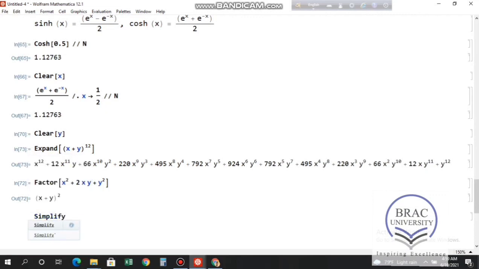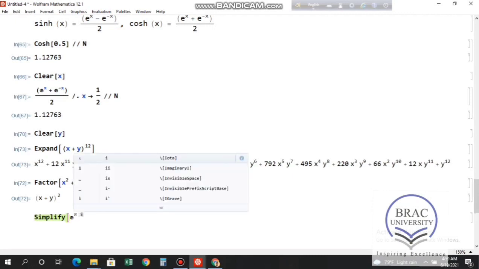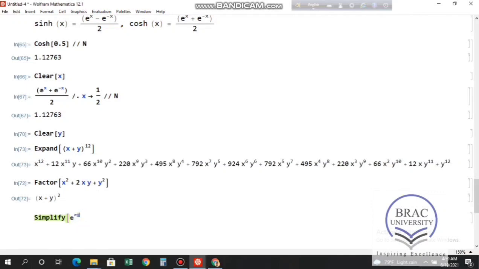So inside the square bracket, let me just write e to the power pi I. To write the imaginary I, press the escape button, then type I, and then press the escape button again. So e to the power pi I is -1, so we should get -1 here.